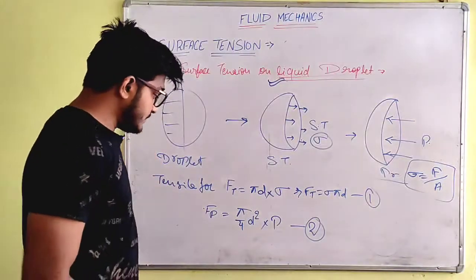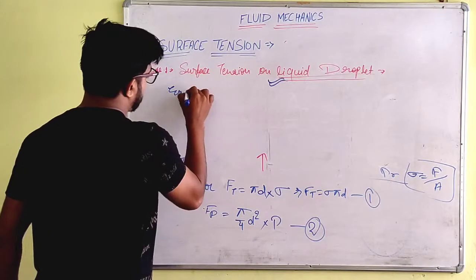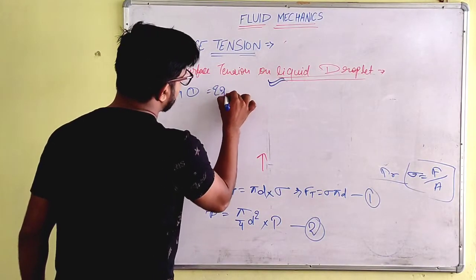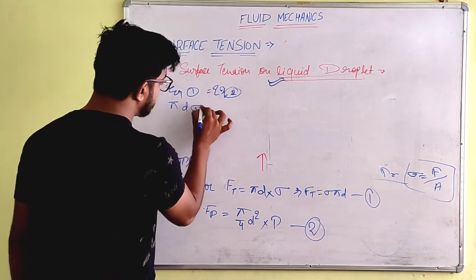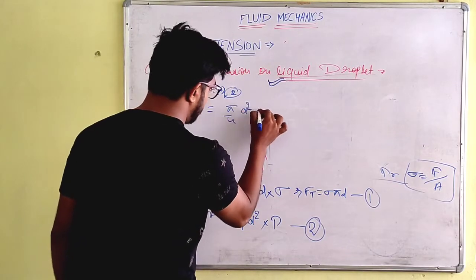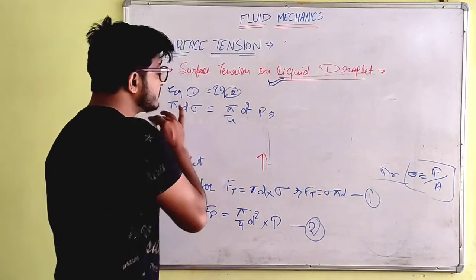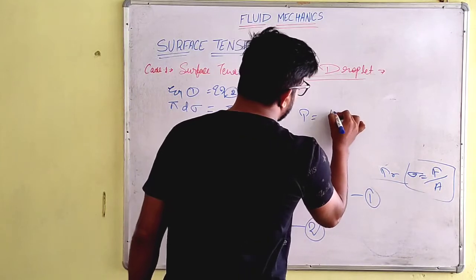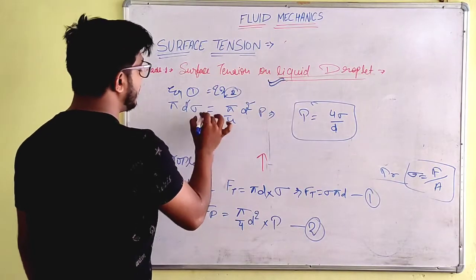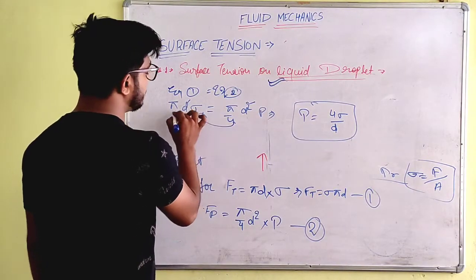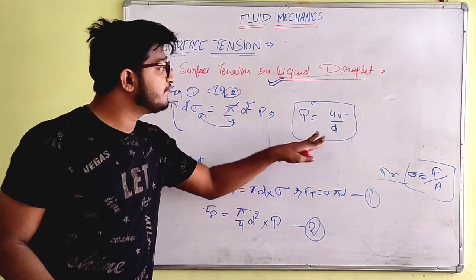Okay guys, so now let's equate equation 1 and equation 2. Equation 1 is equal to equation 2. What will we get from this? Pi d sigma is equal to pi by 4 d square into p. So we get P is equal to 4 sigma upon d. How do we get it? One d is cancelled from the d square, the 4 goes over to the other side, and the pi cancels with this pi. So now we have P is equal to 4 sigma upon d for the liquid droplet.